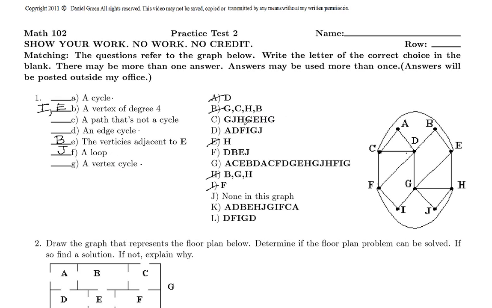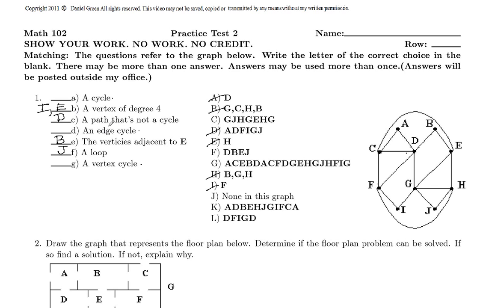Yeah, I want to see if I can find a better answer, one that doesn't reuse that vertex G in the middle. A, D, F, I, G, J. Okay, so that starts and ends at different places. That's a path inside the graph, going like this. So that's going to be a path that's not a cycle, which is C. So that's a D is going to go in here.